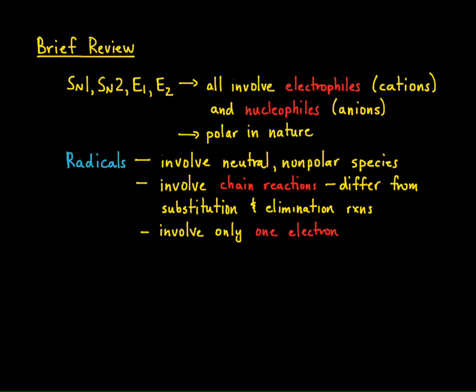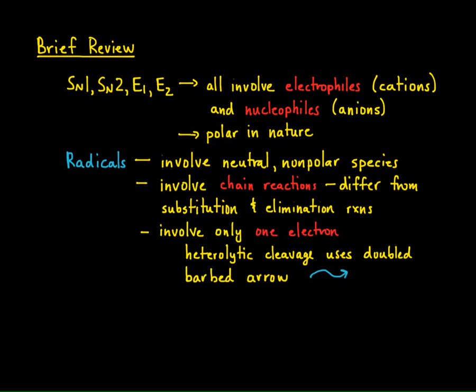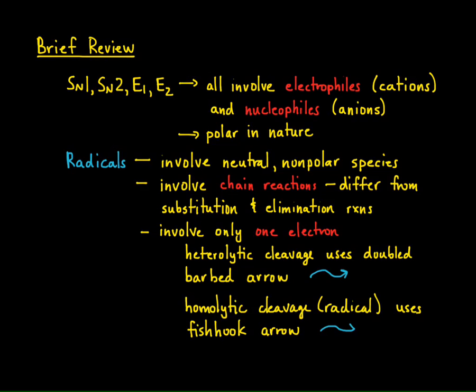Now, they also involve using only one electron, so the movement of one electron versus the movement of two electrons. If you recall, in the first semester, we talked about heterolytic cleavage, which uses the double barbed arrow in terms of mechanisms. In this chapter, we're going to focus on homolytic cleavage, which uses fishhook arrows. So we have lines that have one hook at the end of them to denote the movement of one electron.